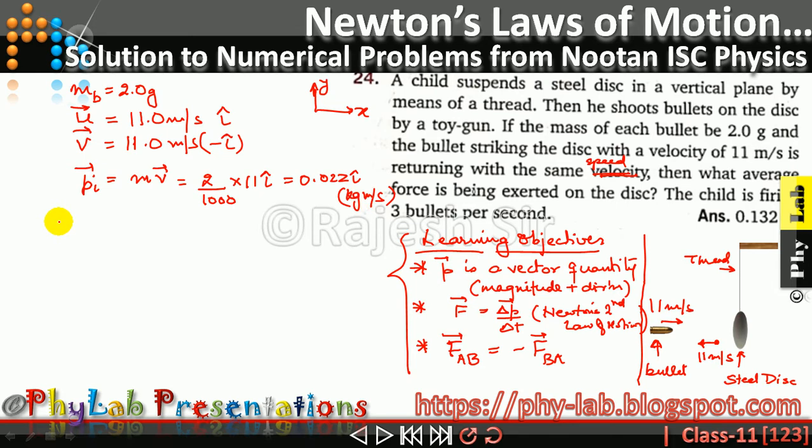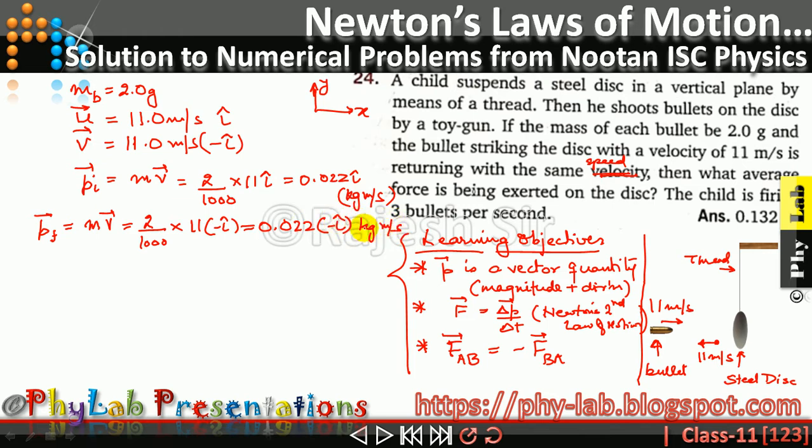Okay. What will be the final momentum? Mass into final velocity. Once again, the mass remains the same. Now the velocity changes direction. So 11 minus i cap, and once I solve it, this should come out to be 0.022 minus i cap kg meter per second.